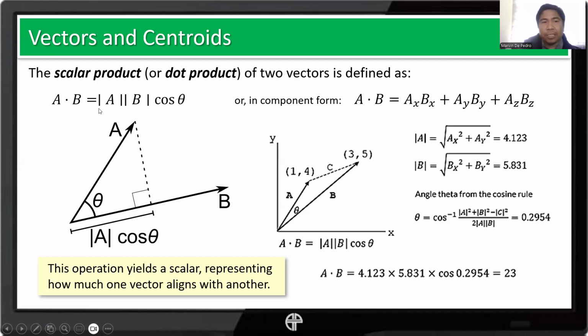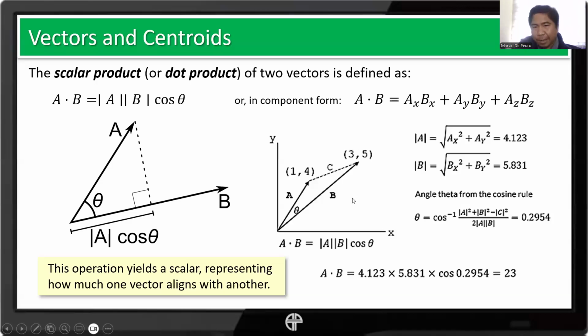That is equivalent to the magnitude of the first vector multiplied by the magnitude of the second vector, multiplied by the cosine of the angle between them. So for example, if this is vector A and this is vector B and they form a certain angle, then their dot product is this one. Okay, so let's try this example.